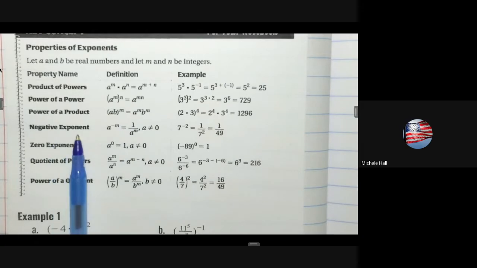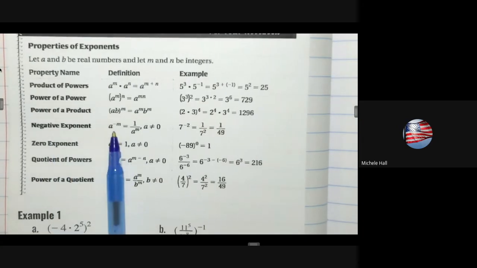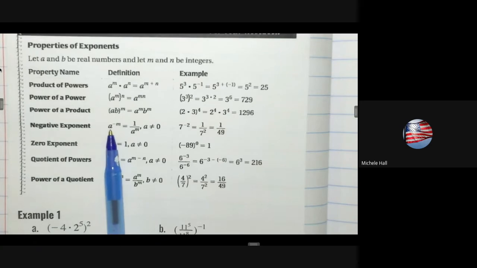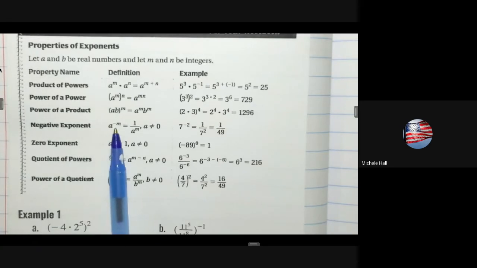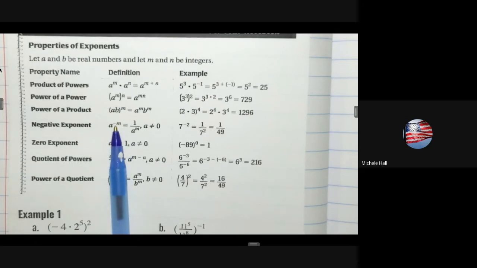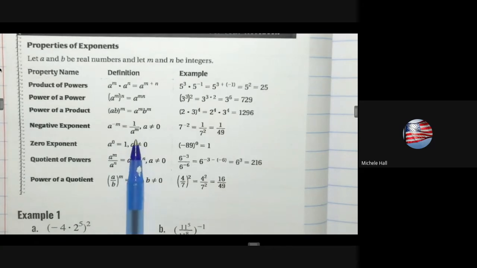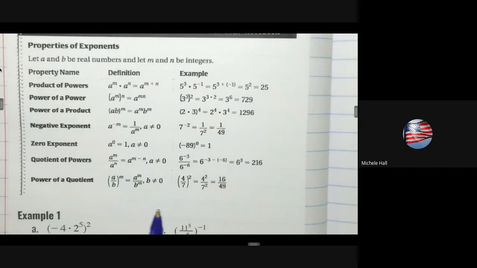Negative exponents: you can never leave an answer with a negative exponent. Never. When you have a negative exponent, a to the negative m is in the numerator. You can change the sign of your exponent by putting it in the denominator. If you start in the denominator and it's a negative exponent, then you would move it to the numerator.